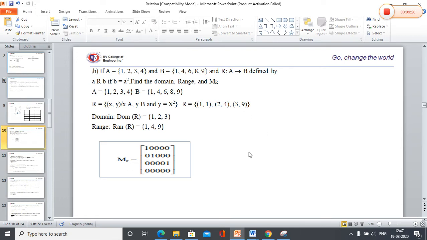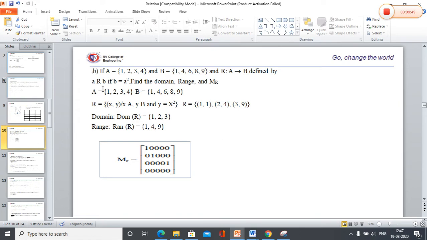So here we have 2 sets A and B. A has 4 elements: 1, 2, 3, 4. B has 5 elements: 1, 4, 6, 8 and 9. And R is a relation from A to B, defined by aRb, meaning a is related to b if b is equal to a square.